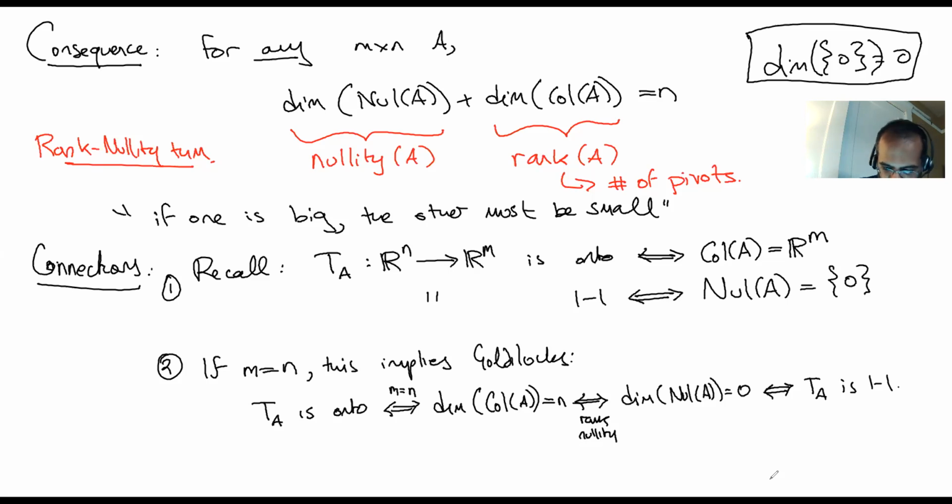So the word rank, by the way, which was on some of the practice exams, just means the dimension of the column space, and it just means the number of pivots. It's a very concrete quantity ultimately.